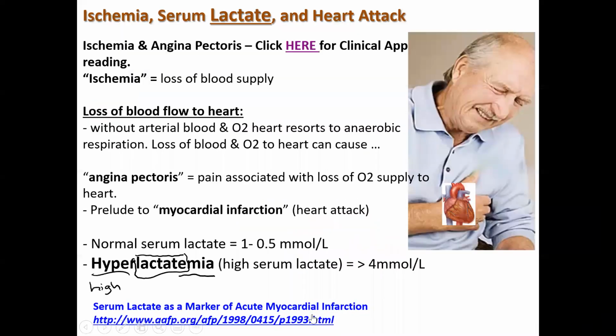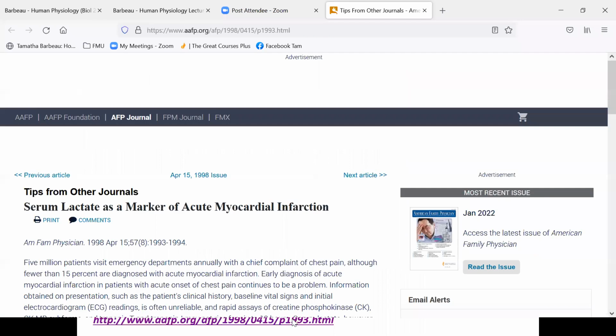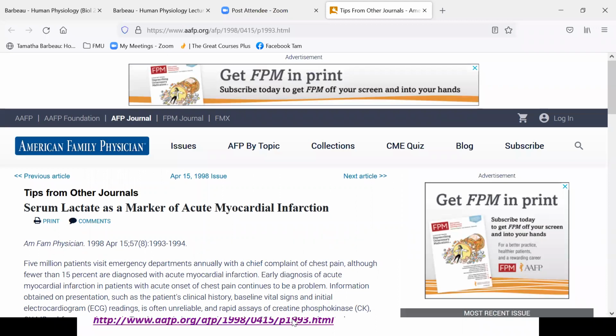So back to this. Don't memorize this, just read it if you want. But serum lactate as a marker of acute myocardial infarction. Because this is relatively new, normally they're looking at CPK values to determine if someone's had a heart attack in addition to an EKG, but it takes a while for the CPK enzymes in the blood to rise, whereas serum lactate rises very quickly in the blood. And so it's being used as an indicator that someone's had a heart attack.